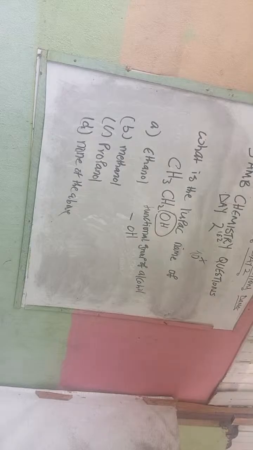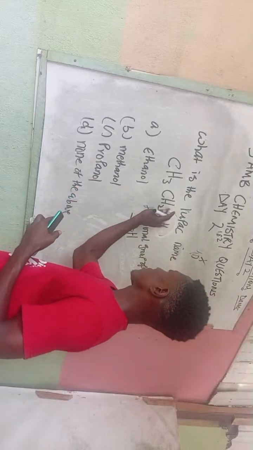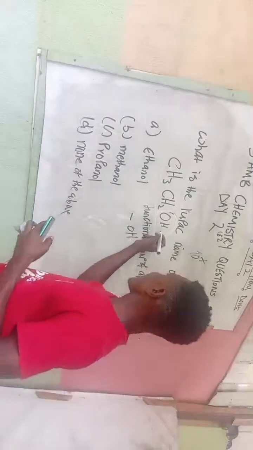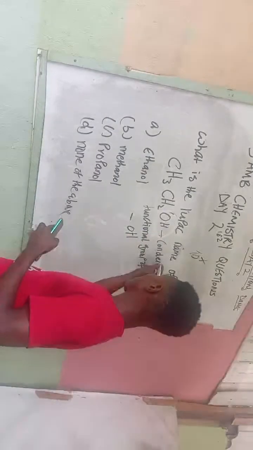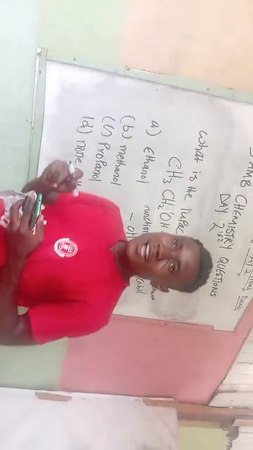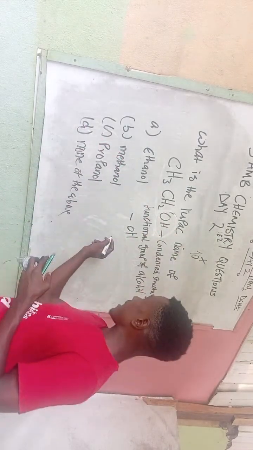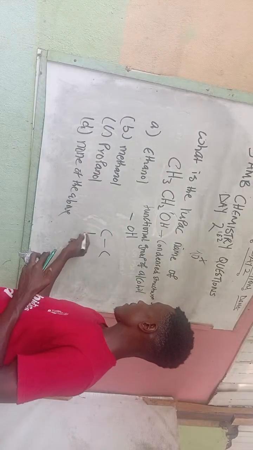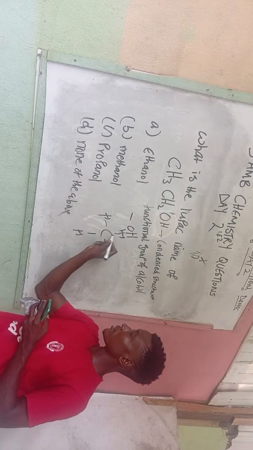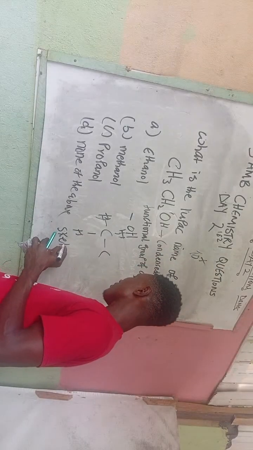But let me say something right now. This particular type of formula is not known as the condensed structure. Please take note too. I know why I'm saying it. The type of structure where you see everything open is known as the skeletal structure.